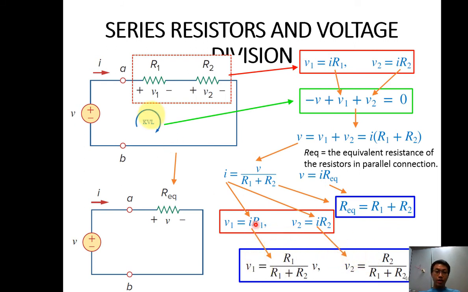Put it in a simple way. In this circuit, if I want to find V1, my V1 is R1 divided by total resistance times total voltage across this node AB. Same as well, if I want to find V2, I use R2 divided by all resistance times total voltage across the terminal AB. So remember, series resistance R equivalent is a plus like this. Voltage division is like this. And this is how we derive it.